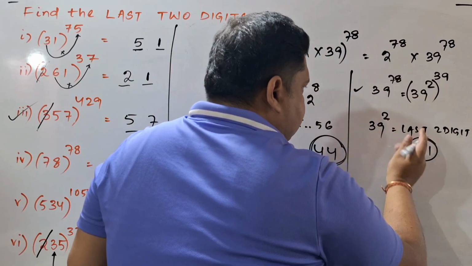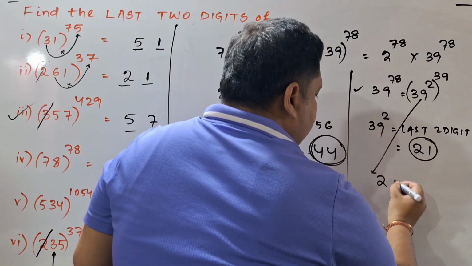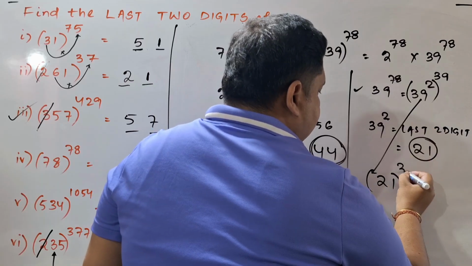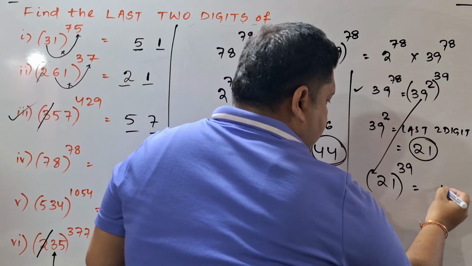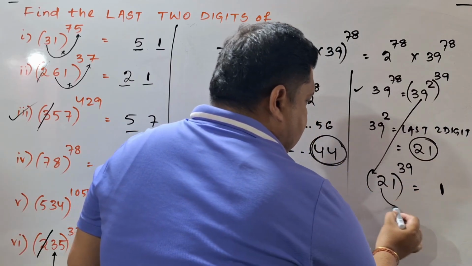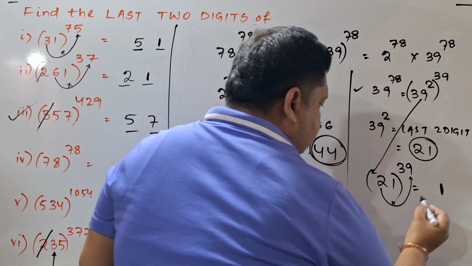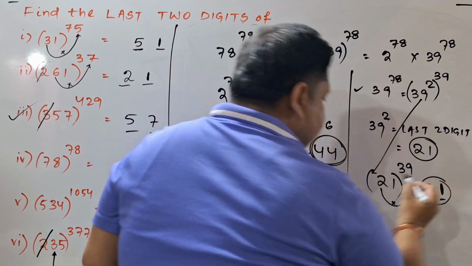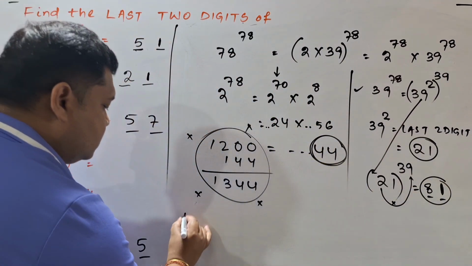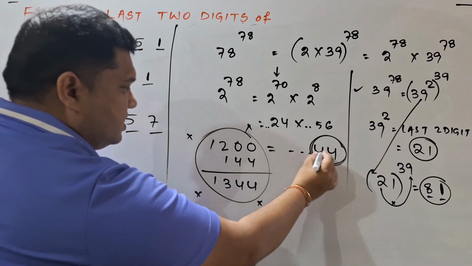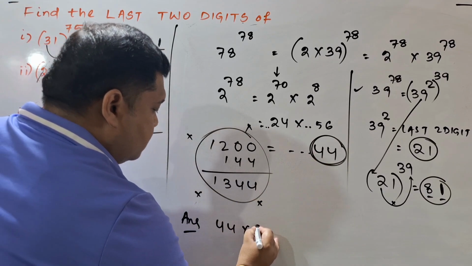So the answer for this one: in this place I write 21 and power is 39. Base ends in 1, so unit place is 1. 9 into 2 is 18. So 81. This one is 81. So the final answer for this question is 44 into 81.